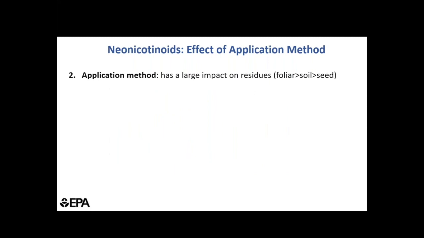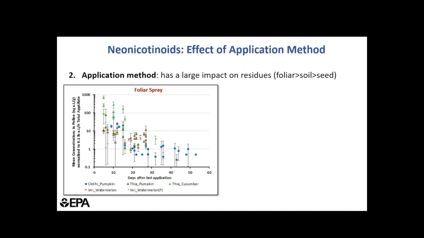Now, the second observation I wish to point out has to do with the effect of the method of application. And by method, I'm referring to foliar spray versus soil versus seed treatment applications. And the application method, as you might expect, has a large impact on the residues that we see of the neonicotinoids in pollen and nectar.